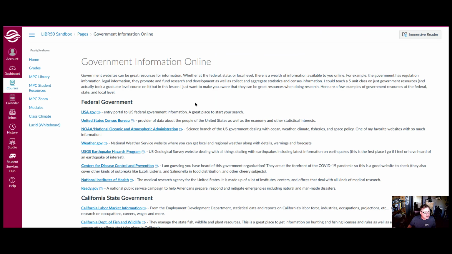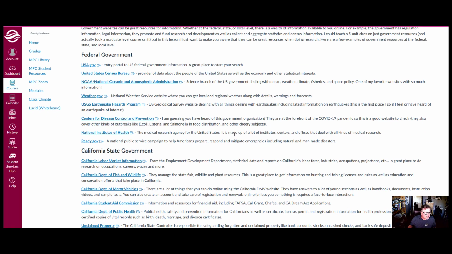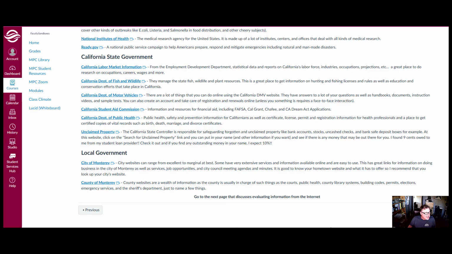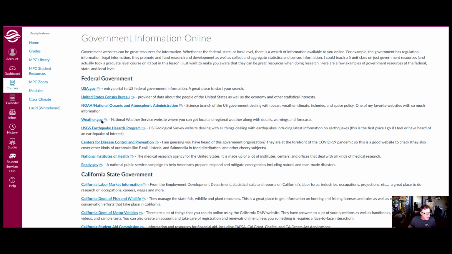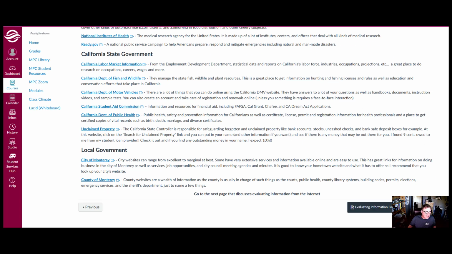And then government information online. There's a lot of great information from the government, whether it's the federal government, the state government, or local government. These are some of my favorite websites that are from each of these branches of government. So I kind of recommend checking some of these out. You'll be looking at some in the assignments too.